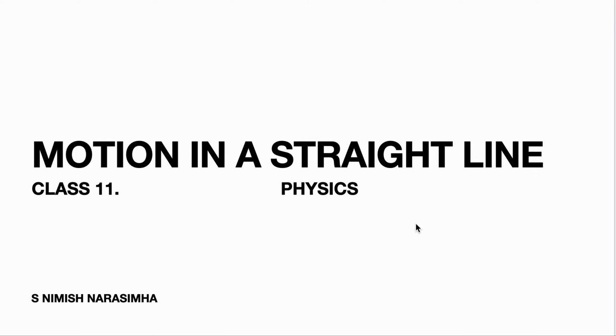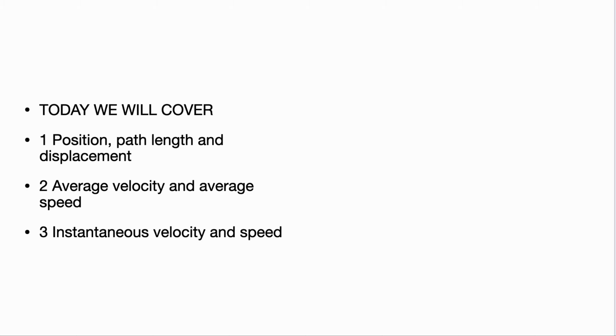From today we'll be starting our course. This is chapter 3 from class 11th physics, and I'll be handling basically physics. This chapter is called motion in a straight line. In this chapter, today we'll be covering position, path length, displacement, average velocity, average speed, instantaneous velocity and instantaneous speed.